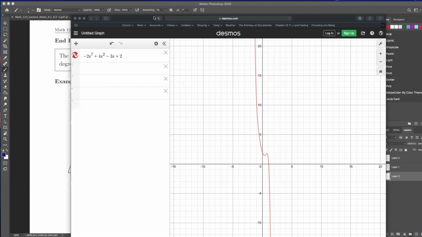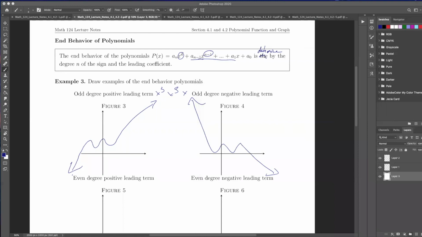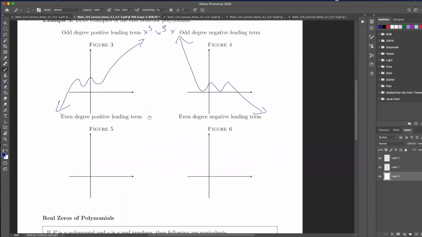Okay. So let me just put this aside and let's talk about even behavior. So even behavior are things like x squared, x to the 4th, x to the 6th. If it has a positive term, it's going to come in, it's going to do stuff, and then it's going to come back out. And if it's negative, it's going to come in and go back out. I'm just drawing squiggles here because it may be really interesting, it may not be that interesting.